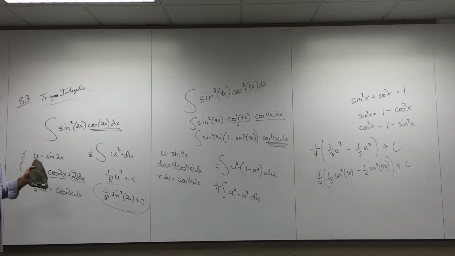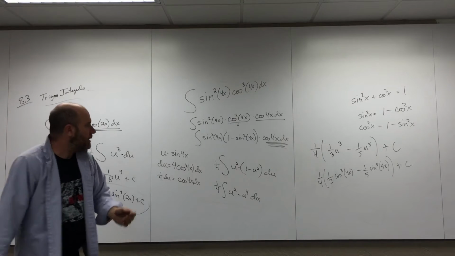Could I replace sine squared of 4x with 1 minus cosine squared of 4x, then distribute, and then separate, and then do each one? Would that work? No. No? Okay.